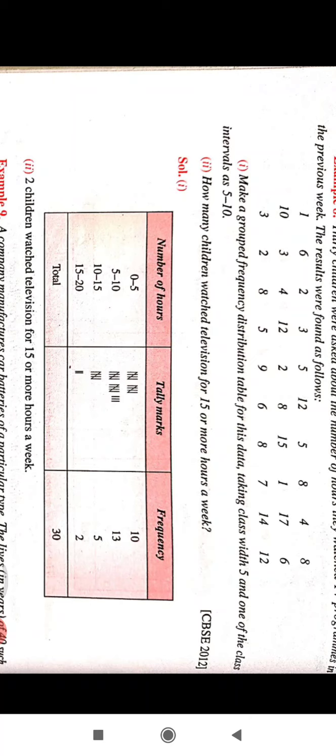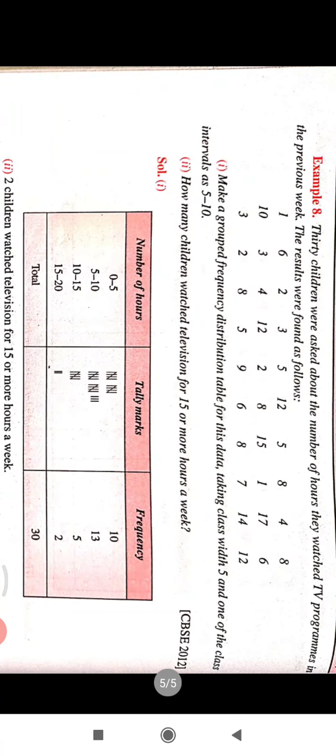Now 10 to 15, you will obtain 5. 15 to 20, you will obtain 2. Make the addition, it will be 30. Now example 9 is your homework that you can do yourself. It is already solved here, but you can use your mind and you have to solve it yourself without any help.